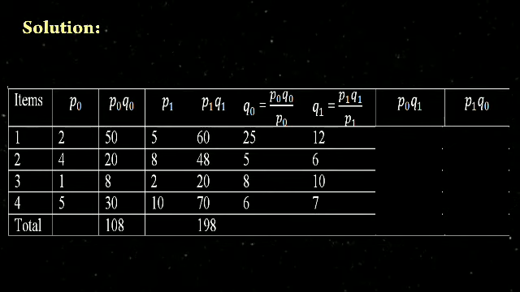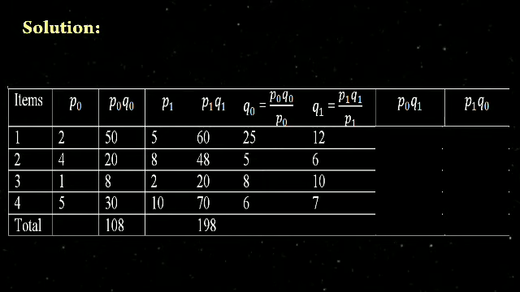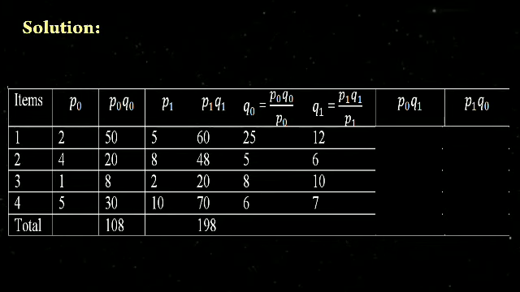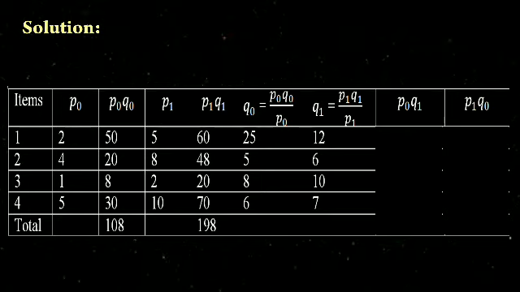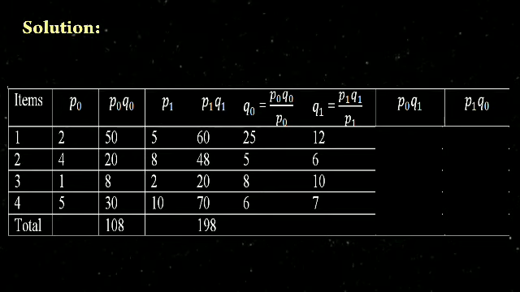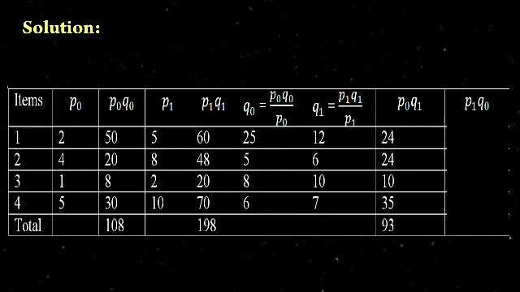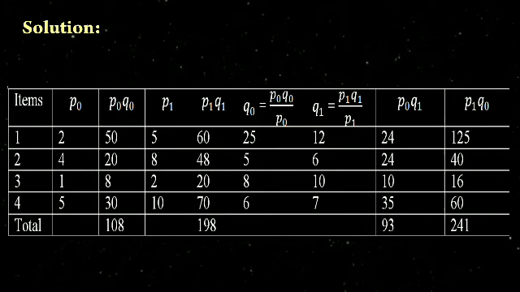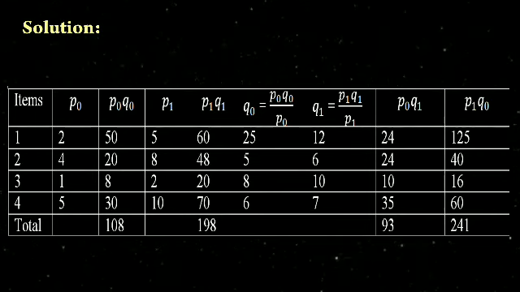After that, as usual, you should find the 4 different product values. One is P naught Q naught, which is directly given here. Just find the total of that. After that, find P1 Q1. The values are given in the question which you have copied. Find the total of that. And you should find 2 more product values. One is P naught Q1, other one is P1 Q naught. Find the values and then find the sum total of the respective column and complete the table.